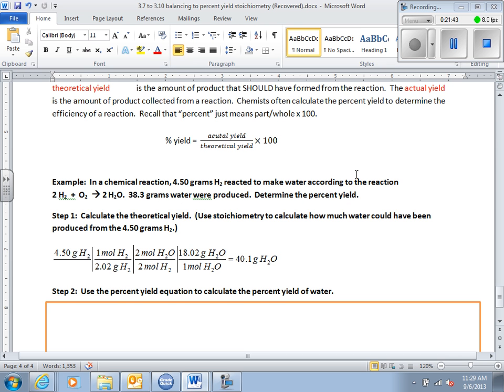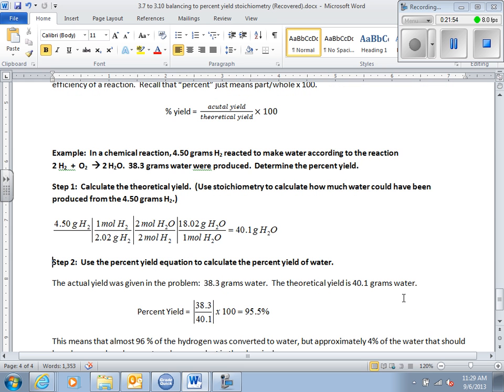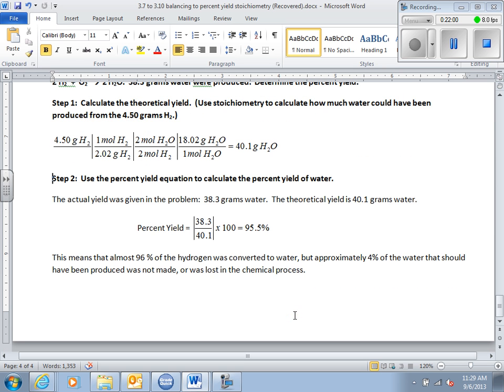So I do the actual over the theoretical. The actual is 38.3. You should be able to do this on your own. Just fill in this formula, pause, and then take a look. And there's your answer. So the yield in this particular problem was 95.5%, which means about 4% of the water that should have formed either wasn't made because the reaction didn't go to completion, or we lost some water in the process of doing the reaction. And that's it for today.